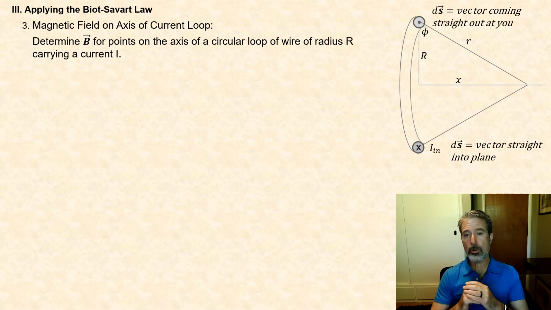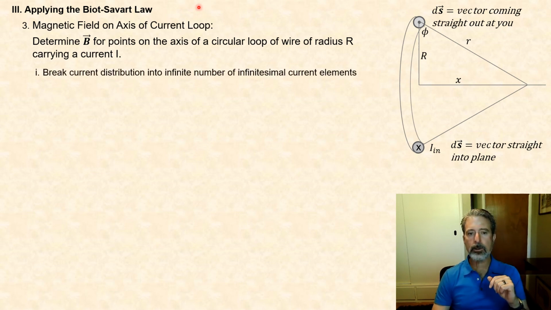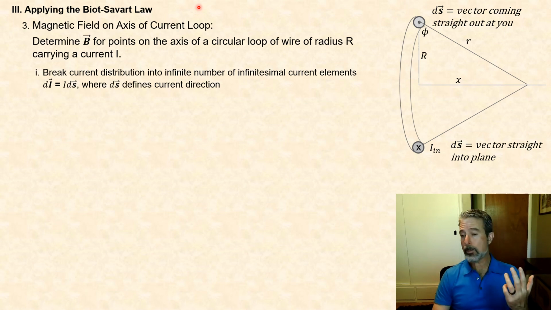So what I'm showing you in the figure here, this loop, is actually perpendicular to the plane of the screen, and you kind of have to imagine that. So let's take a look here at applying the steps in the Biot-Savart law. We're going to break up our current distribution into an infinite number of infinitesimal current elements, di, and I'm showing you just a couple of these. I'm showing you a current element right at the top of the screen.